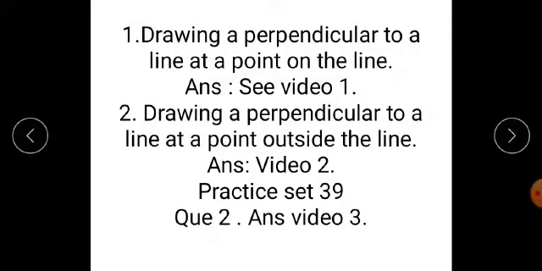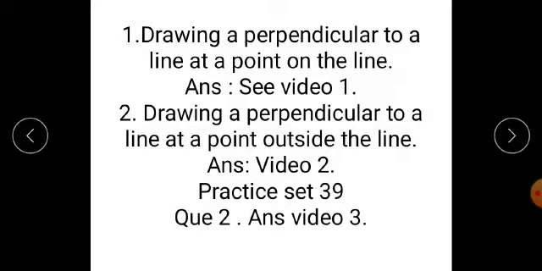Now, the second type is again very easy. You have to draw a perpendicular to a line at a point on the line with the help of a protractor. Simply you have to coincide the center of the protractor with this given point which is lying on the line, and you have to mark the point at 90-degree measure, and if you draw a line passing through from this point to the point M, then we get the line which is exactly perpendicular to the given line.